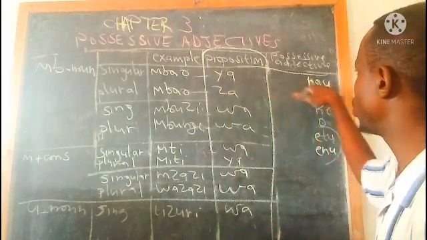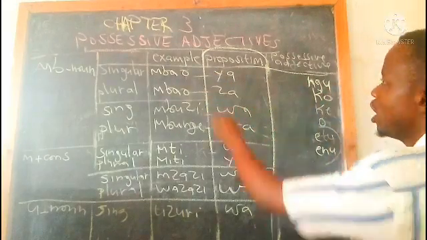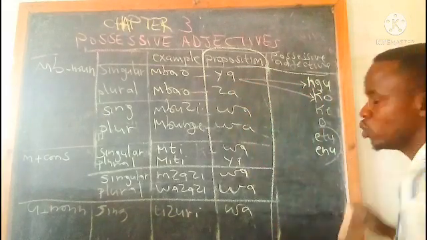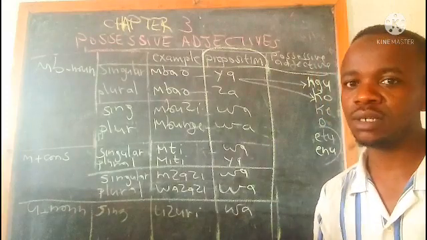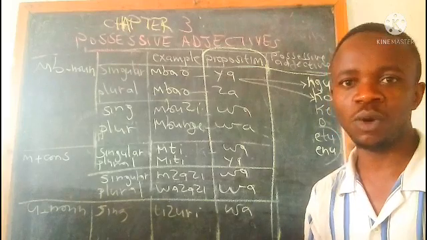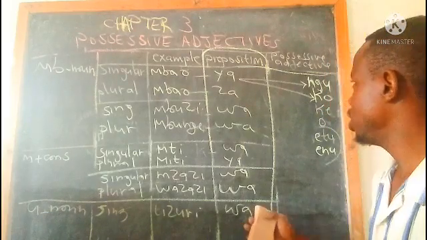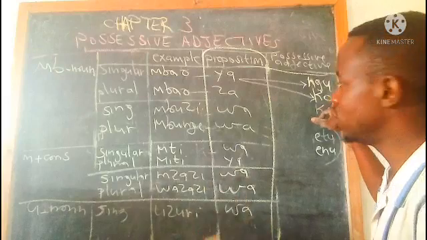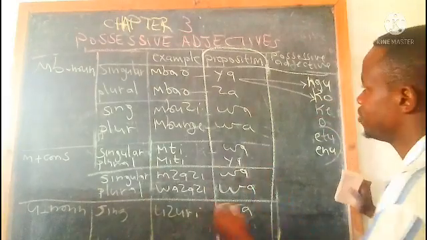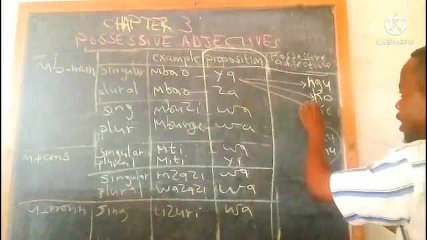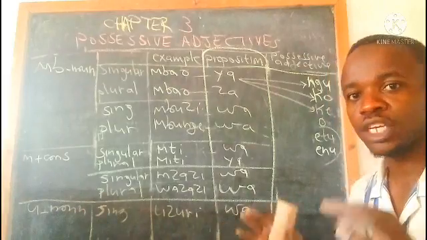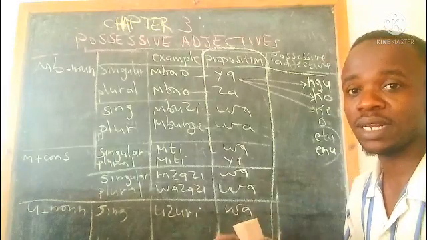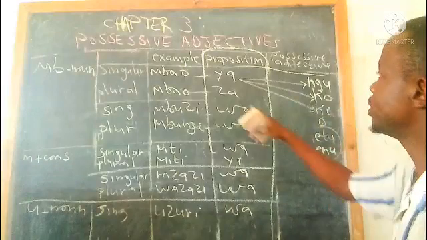So here it is yangu, mbao yangu, it means my wood. Mbao yako, your wood. This is a matter of pronunciation. Everybody has his own pronunciation. In Nigeria or in East Africa, they prefer to say it differently. Mbao yake means her wood or his wood. In Swahili, we don't have his or her. We only say yake. It doesn't matter if it's a man or a woman, a male or female, masculine or feminine. We only say yake.